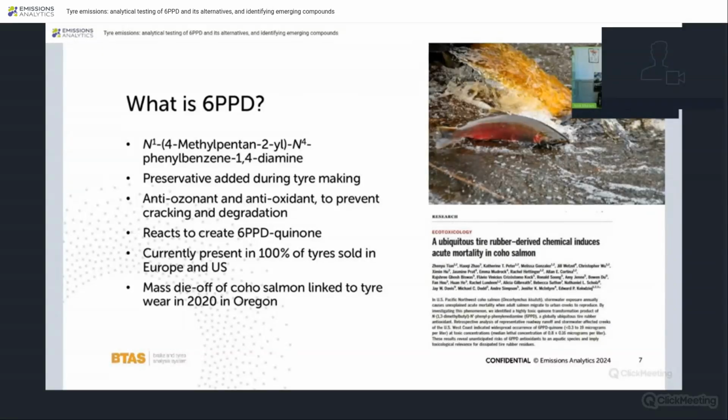What's triggered this, and what is 6PPD? 6PPD is a preservative added to tyres during their making. It has many facets, not least as an anti-ozonant and antioxidant, essentially to preserve the tyre and prevent cracking and degradation. The issue is that it reacts to create 6PPD-quinone, a toxic compound linked to the mass die-off of coho salmon in Oregon in 2020, which I'm sure pretty much all of you are familiar with, but it stands restating. And from our testing, we can say with confidence that every single tyre we've tested in Europe and the US does contain 6PPD.